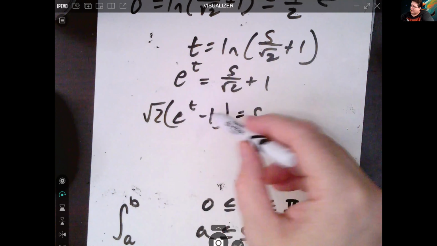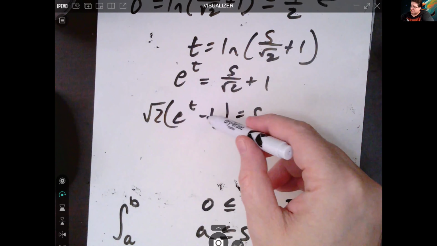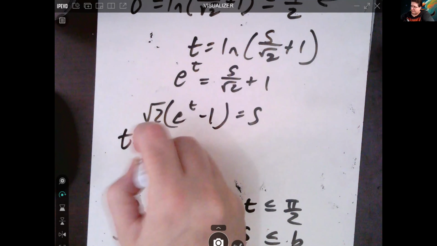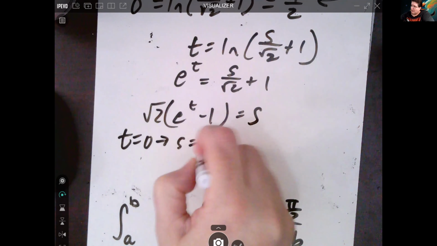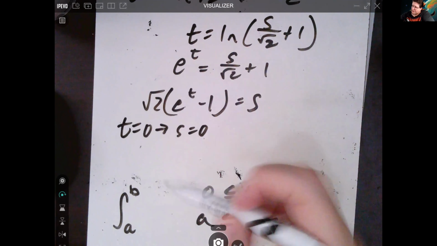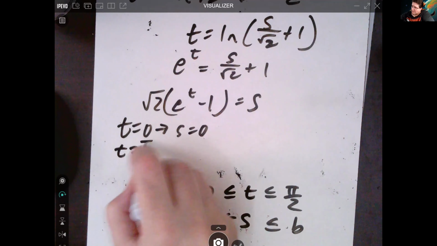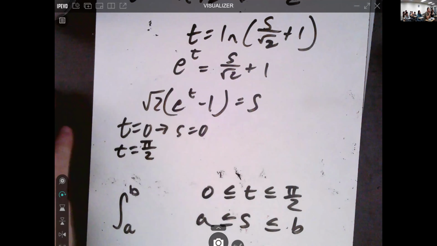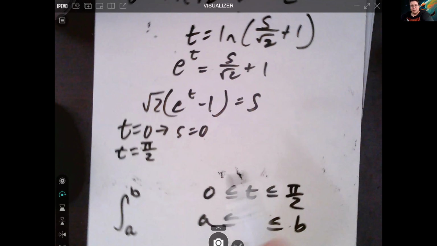So e to the 0 is 1. 1 minus 1 is 0. So when t equals 0, s equals 0. And when I've got t equals pi over 2, am I still on screen? Let me make sure. Yeah, okay.